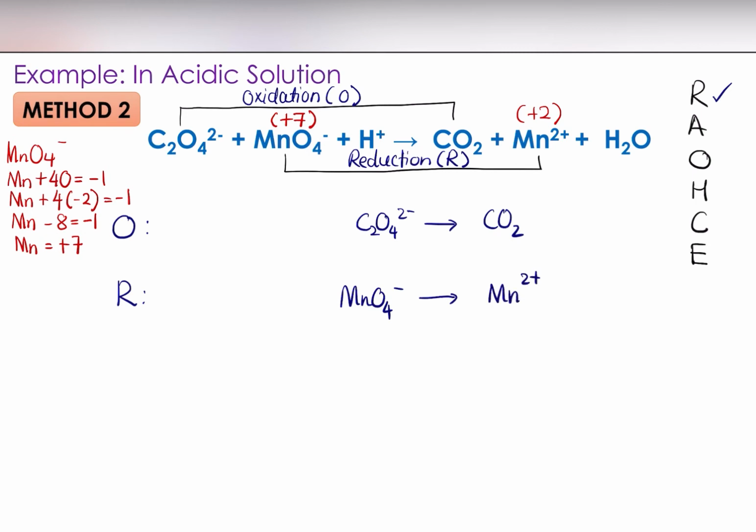Okay, settle for R. Next one, I'm going to balance atoms except hydrogen and oxygen. So for oxidation, I'm going to balance carbon atom. On my left is 2 of them and on my right is 1 of them. So what I'm going to do, saya akan letak koefisien 2 dekat depan di bahagian kanan. So I will put 2 CO2 here. So next one, for atom for reduction, I'm going to balance element manganese. 1 of them on my left and 1 of them on my right. So I have nothing to change. It stays as it is. So next one, settle for A.